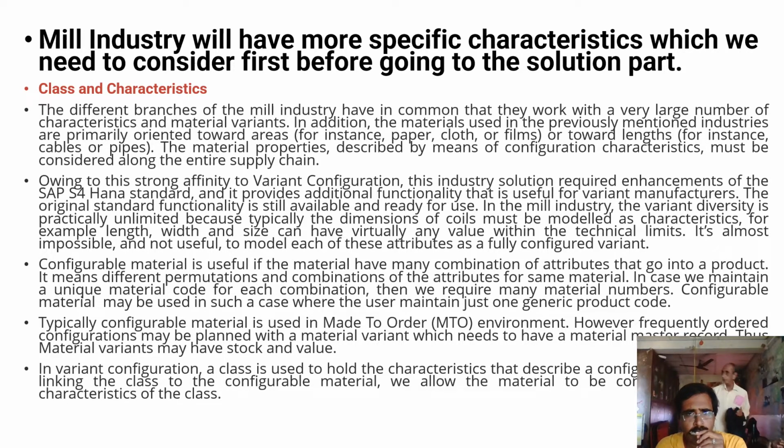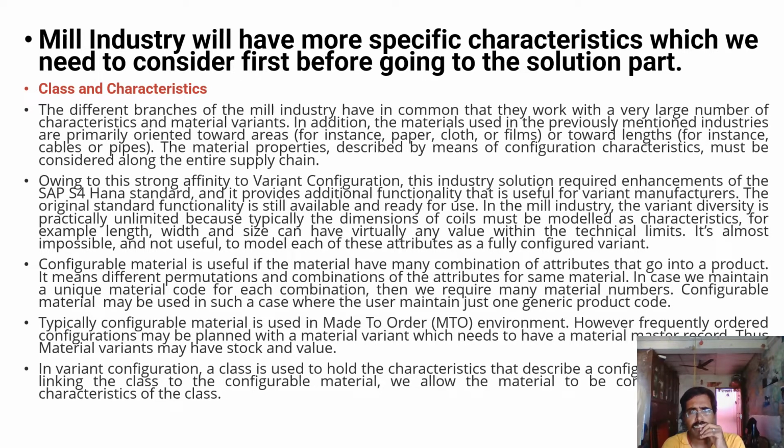So these are called configurable materials using variant configuration. They may be used in a case where the user maintains just one generic product code, right? Typically, configurable material is used in a made to order environment. However, frequently ordered configurations may be planned with a material variant, which needs to have a material master record. Thus, material variants may have stock and value.